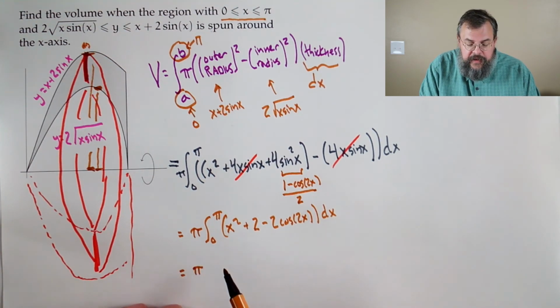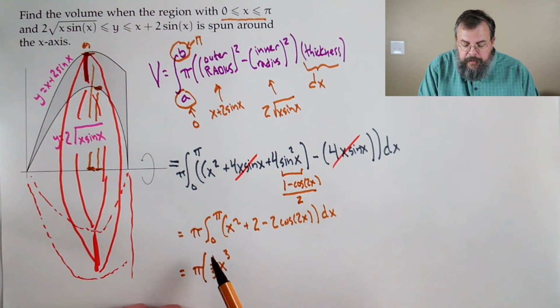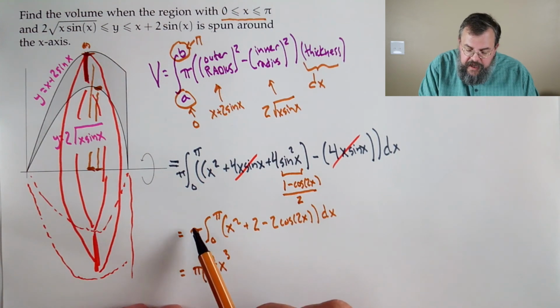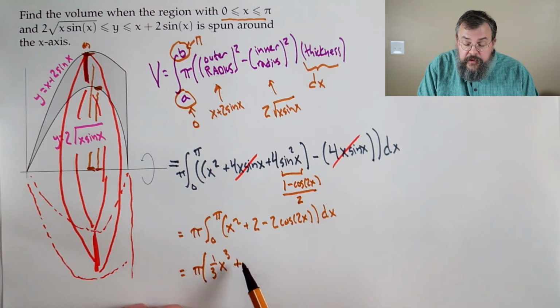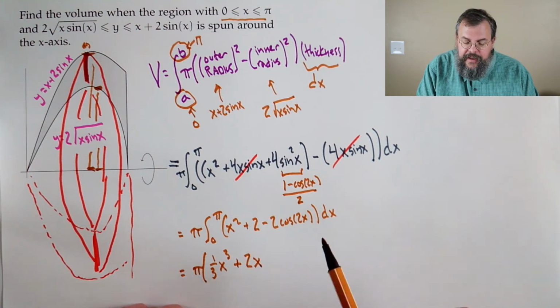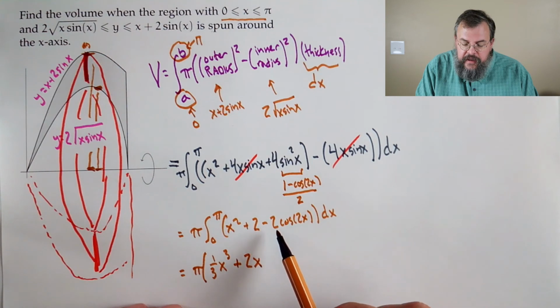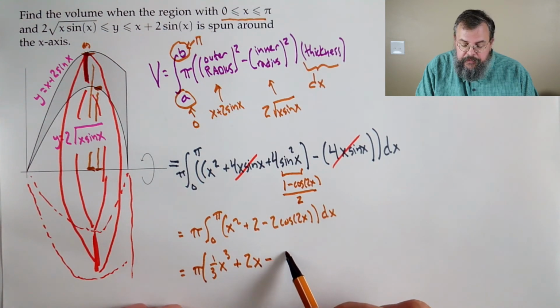So, what do we have? Pi, integral of x squared, 1/3 x cubed. I'm going to keep a parenthesis here so I remember, see, it's pi times the whole thing, not just pi times the first term. Plus the integral of 2, well, that's also not so bad, 2x. Okay, minus integral of 2 cosine 2x. Well, the integral of cosine is sine. Since there's a minus, it's still a minus.